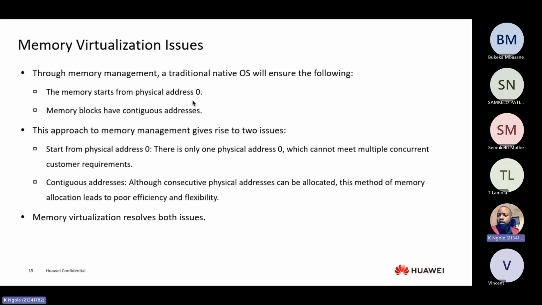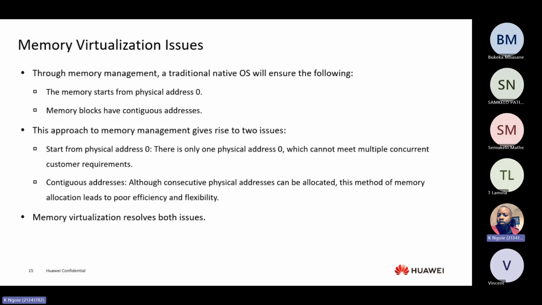Which means that it cannot meet concurrent customer requirements. So if many virtual machines are requesting the same thing, it can't meet that. The physical address 0 is only one. So when multiple virtual machines are running on the same host, each guest operating system expects to start its memory from 0.